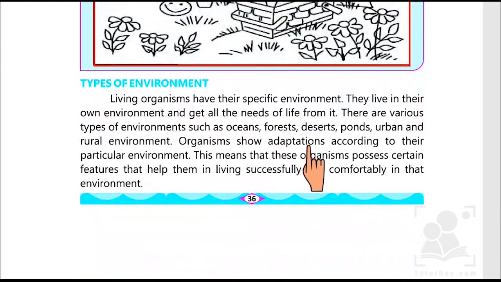Organisms show adaptation according to their particular environment. This means that these organisms possess certain features that help them in living successfully and comfortably in that environment.